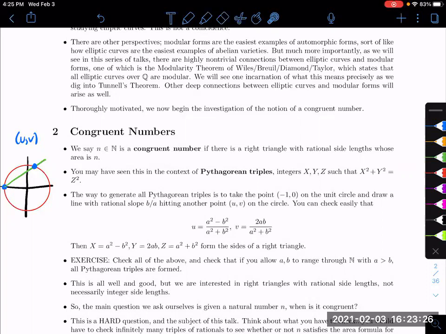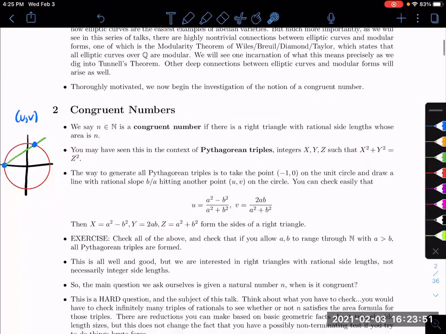Once you've done that, how do you get a Pythagorean triple out of this? If you let x be a squared minus b squared, y be 2ab, and z be a squared plus b squared, you can show that those form the sides of a right triangle. In other words, they satisfy this relationship up here. So that's how we get some Pythagorean triples. How do we get all of them? Well, I'll leave that as an exercise for you.